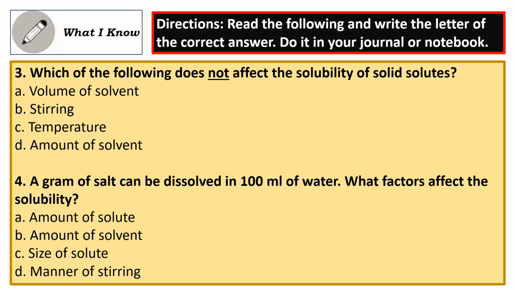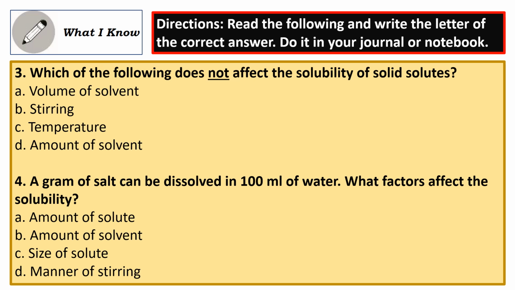Number 3. Which of the following does not affect the solubility of solid solutes? A, the volume of solvent. B, stirring. C, temperature. D, amount of solvent.